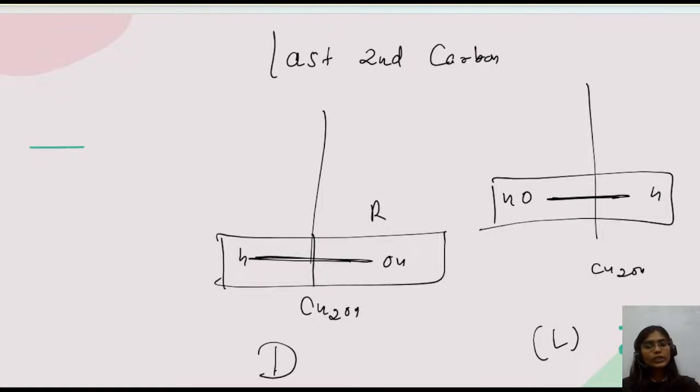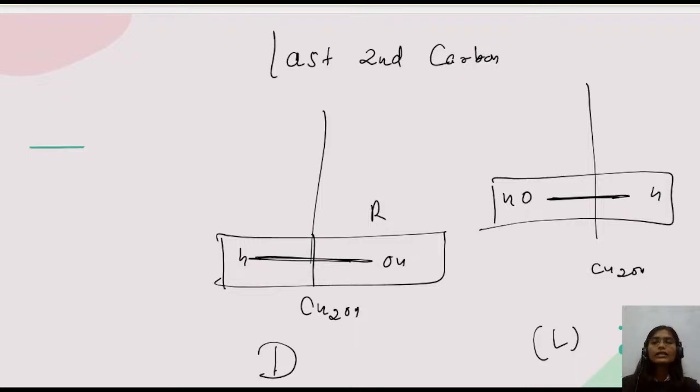And what is small d? Dextrorotatory is the direction of the plane polarized light when passing through a polarimeter. If the light is moving in the clockwise direction, it becomes dextrorotatory, the positive direction. If it moves to the left hand side, it is levorotatory, meaning the negative direction.